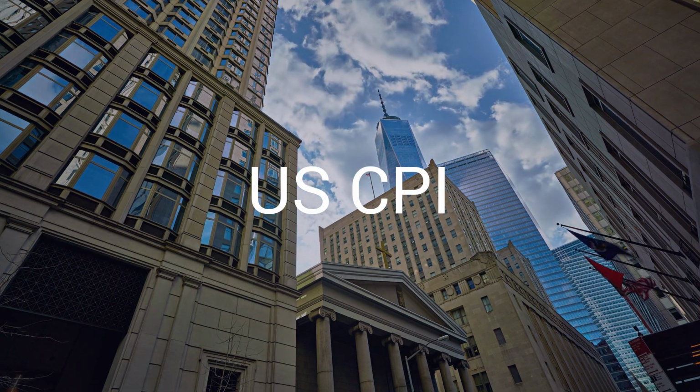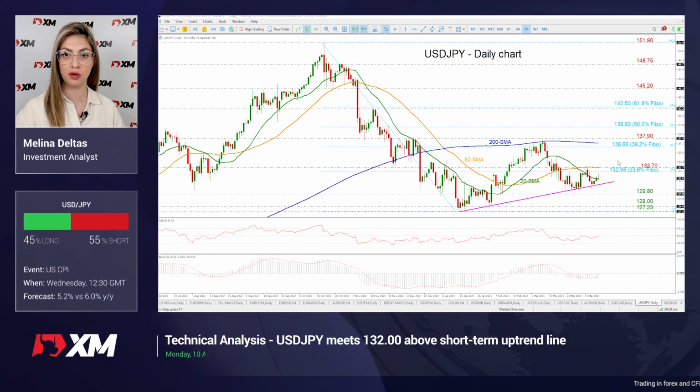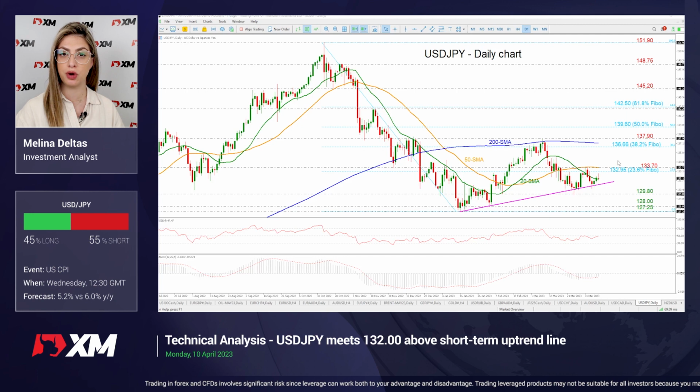So starting from the US, the March reading on consumer prices is due out on Wednesday, and later in the day the FOMC minutes of the latest meeting, at which they raised rates by 25 basis points but indicated that further increases may be necessary in their forward guidance. The year-on-year CPI data is predicted to ease to 5.2% from 6% before.